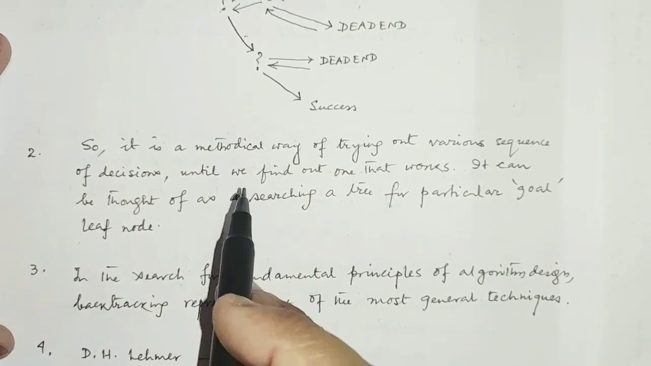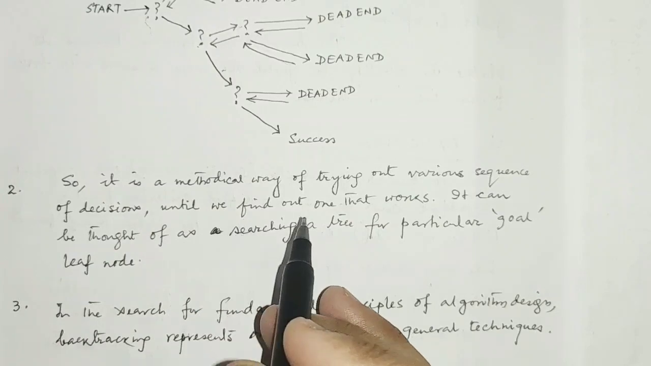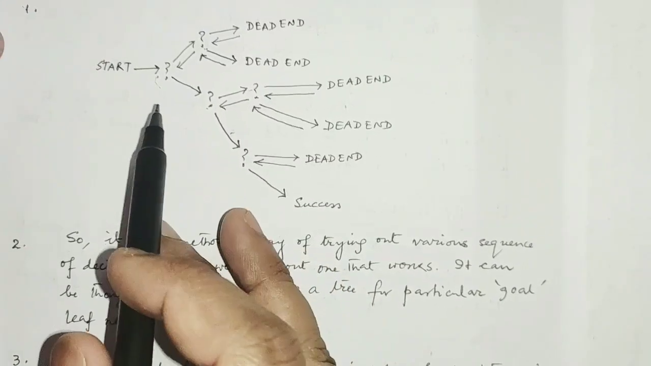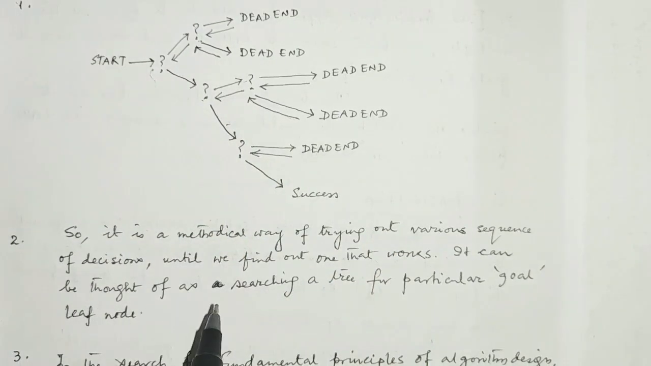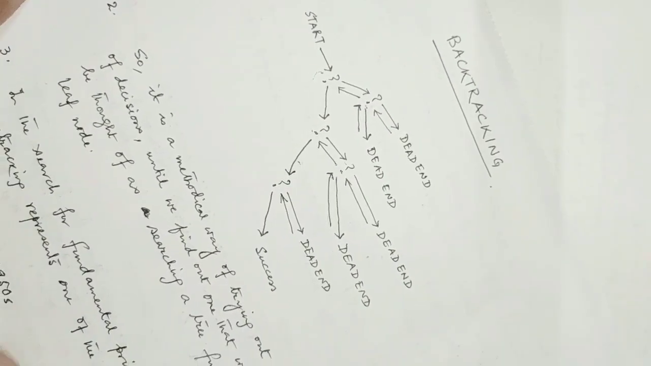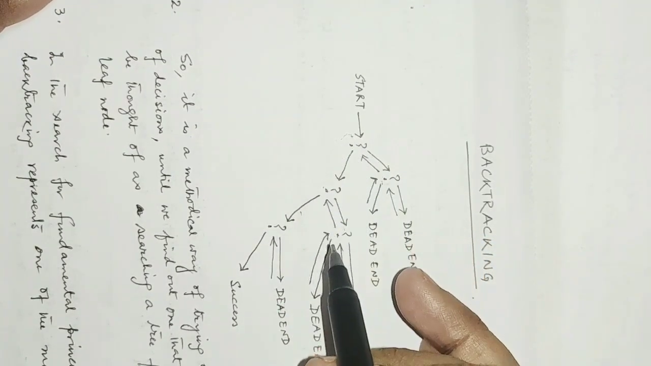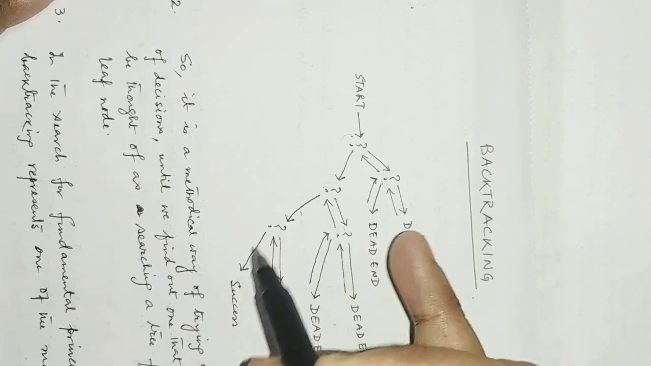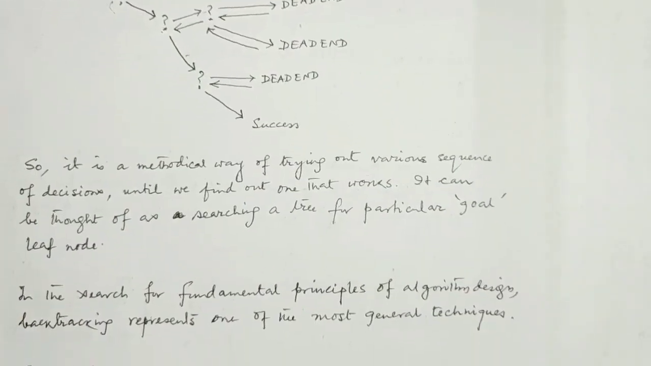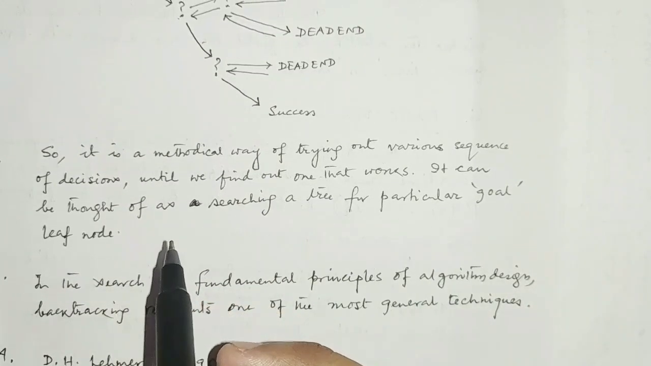So we can say that it is a methodical way of trying out various sequences of decisions until we find one that works, until we find success. It can be thought of as searching a tree for a particular goal leaf node, like this. Searching a tree, we move towards the right, no success. We move towards these directions, no success. We move towards the left, so there is a success. So it can be thought of as searching a tree for a particular goal leaf node.